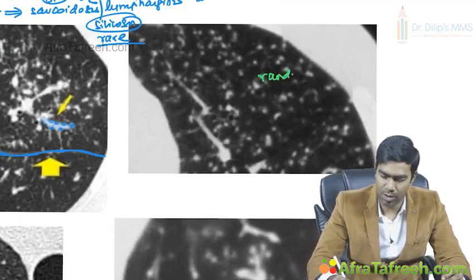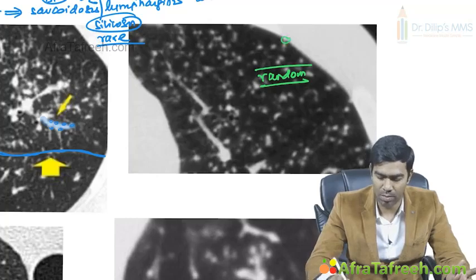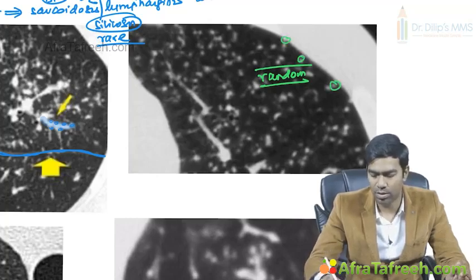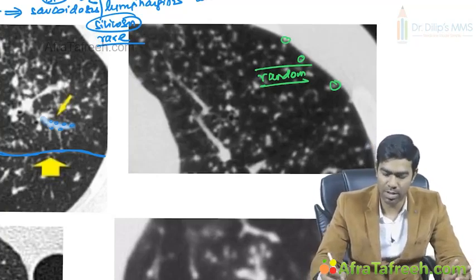random nodular distribution. You can see they don't have any specific pattern. You cannot find out anything. It's not perilymphatic, not centrilobular. You can see on the pleural base also many nodules. This is a pleural base nodule. So this is definitely a random distribution of nodules. What are the examples that produce random distribution?